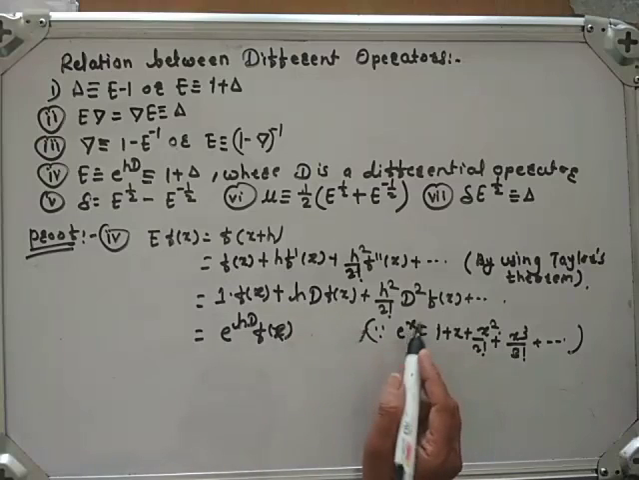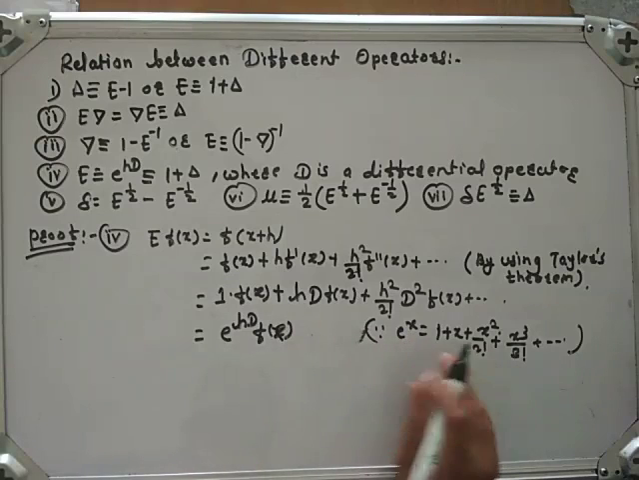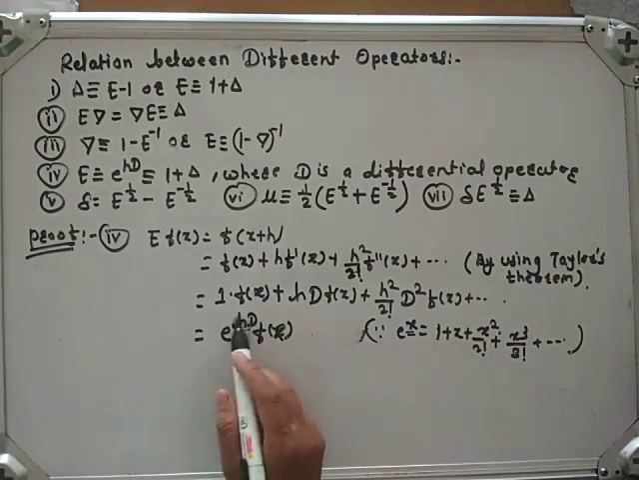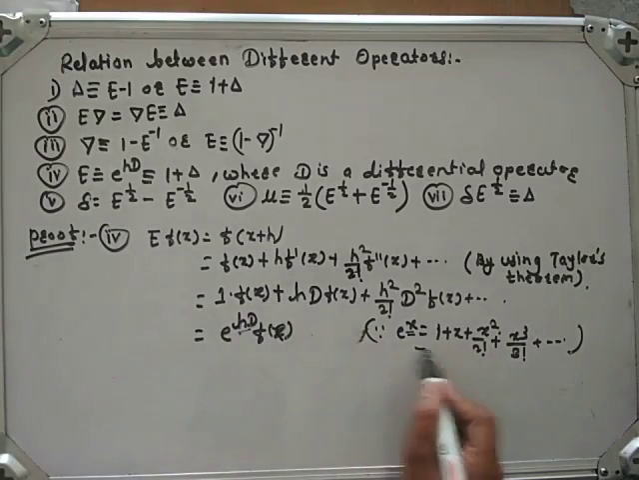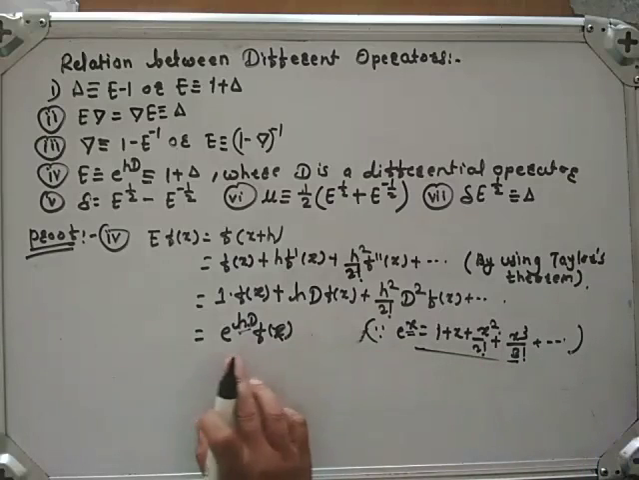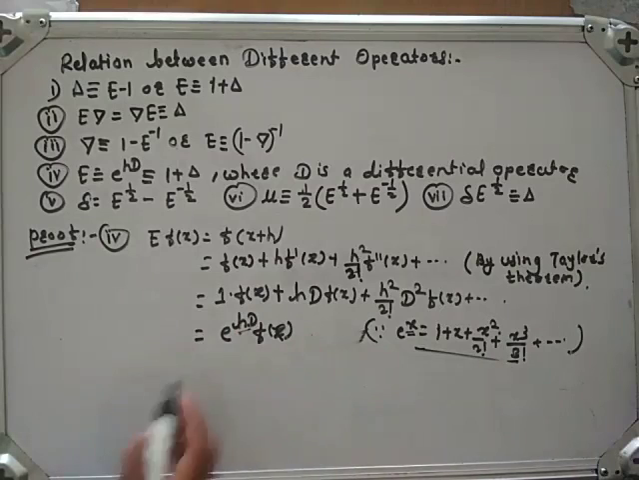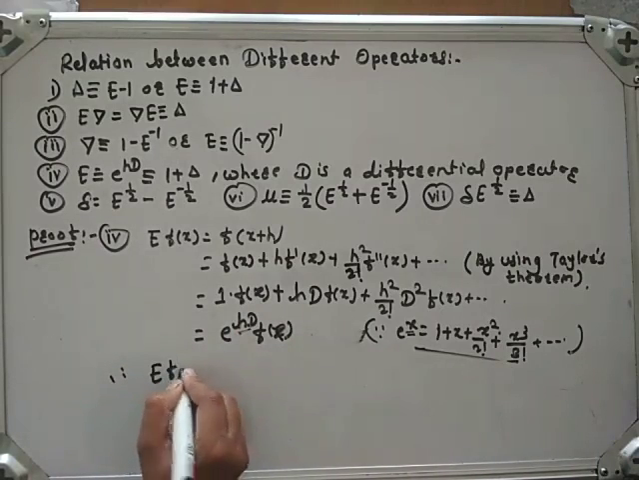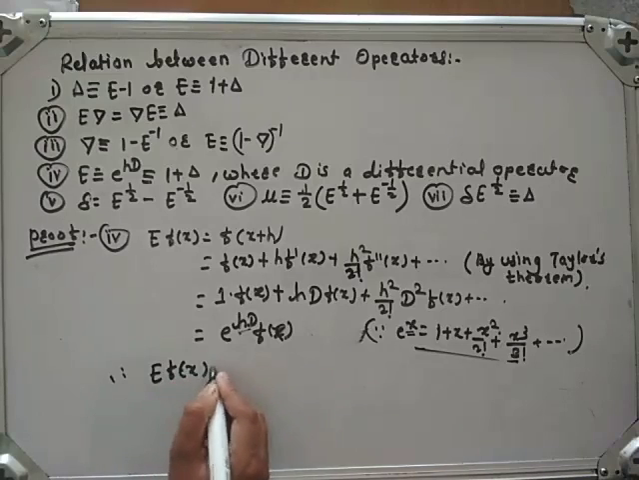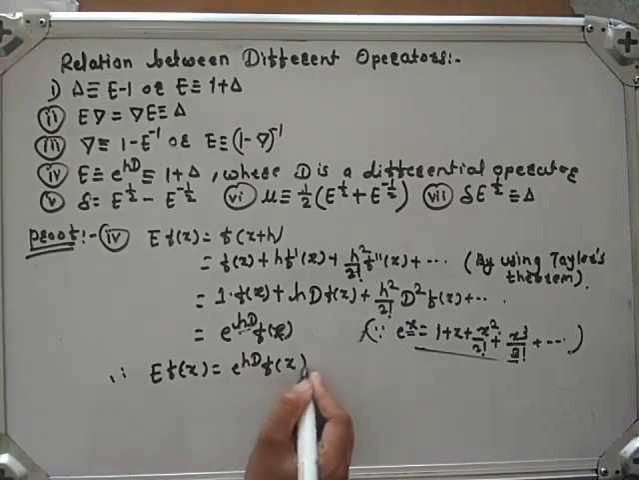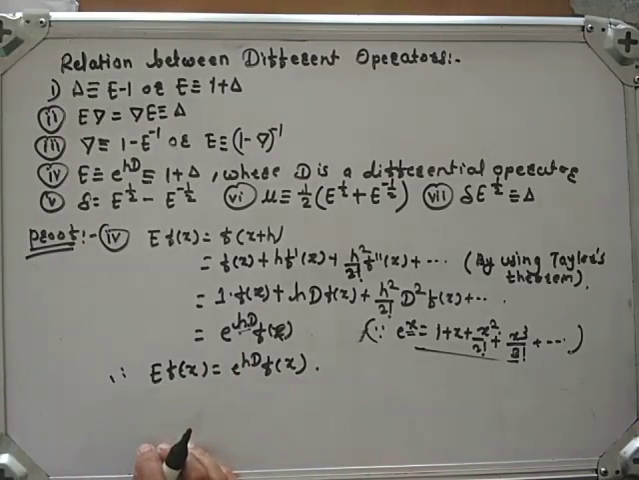e raised to x is equal to, suppose if you put x equal to hD in this series, then you get e raised to hD into f of x. Therefore E of f of x is equal to e raised to hD into f of x.